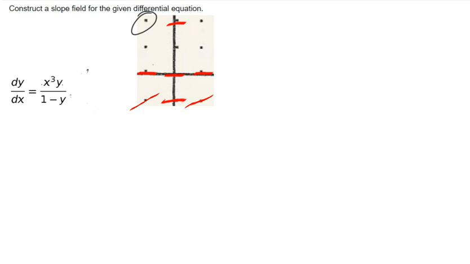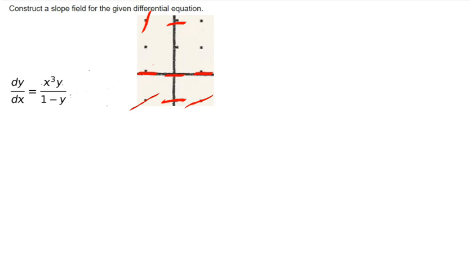So this point is -1, 2. So put in -1 cubed, I get -1 times 2 gives me -2 over 1 minus 2 is -1. So -2 over -1, my slope is going to be +2. So I'll try to draw a slope of +2. At this point, it's going to be kind of upward like that. Mine looks kind of vertical. Yours shouldn't be quite so vertical.